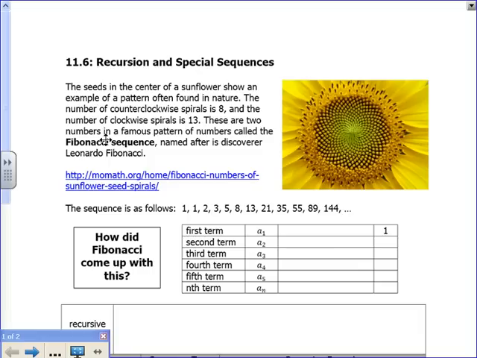Now, these are two numbers in a famous pattern of numbers called the Fibonacci sequence. It's named after its discoverer, Leonardo Fibonacci. You can see these spirals in here that spiral off. Oftentimes these spirals, or how many numbers are in a certain flower or plant or anything found in nature, these numbers are found in this sequence, and it's just a rare, crazy thing out there. And if you have time, definitely go to this right here, and it talks more about the sunflower seed spirals and the Fibonacci sequence.